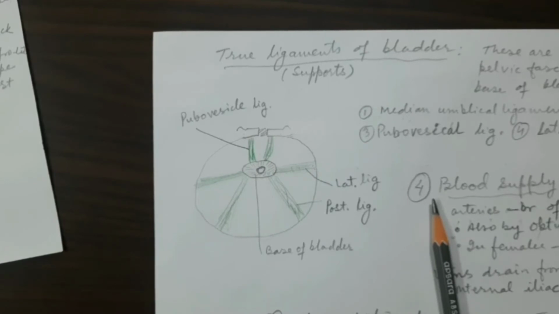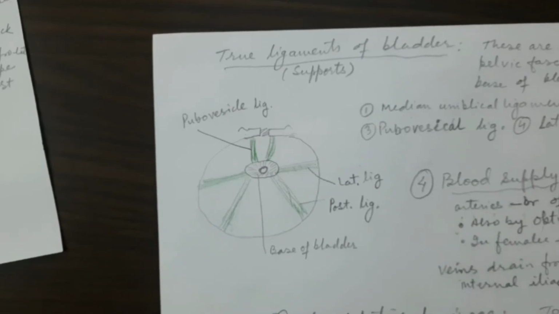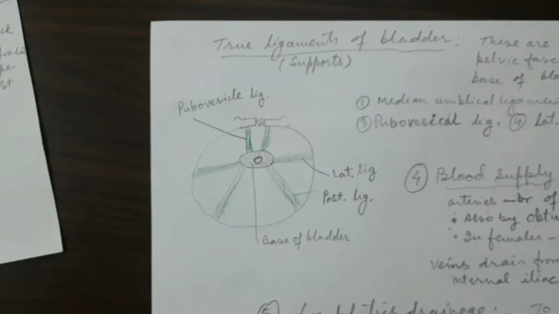In females, there is an additional source besides this, and this is from the uterine and vaginal arteries. So in the female, branches of the uterine and vaginal arteries may also go to the bladder to supply the urinary bladder. So in the female, this is an additional supply.